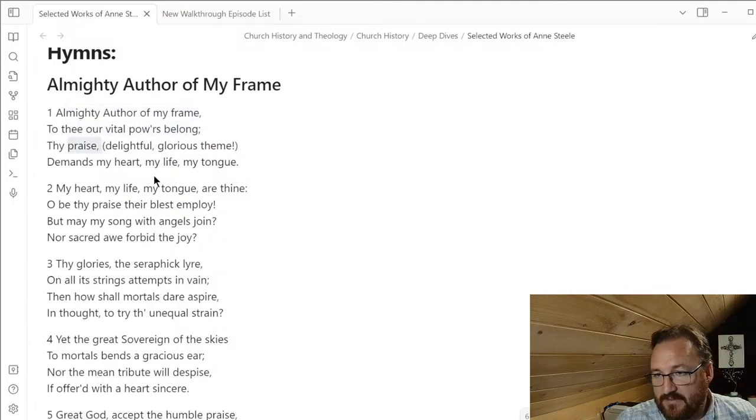And there's been several adaptations of this hymn that turn all of these into plural, demands our heart, our life, our tongue. I went with her original writings here because I think it's important to read her in her own context. It demands her heart, her life, her tongue. Why? Because God made us. And because he made us, these things are owed back to him. And so this is why she comes in and says, my heart, my life, my tongue are thine.